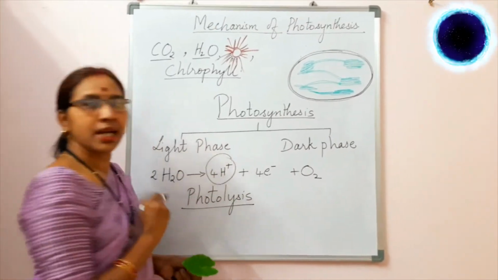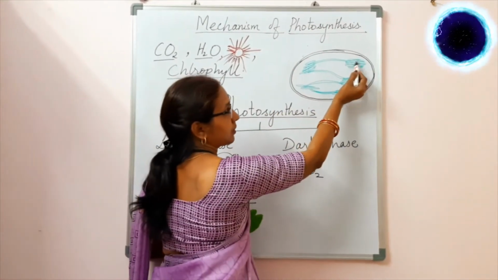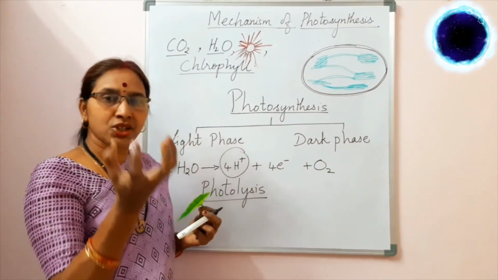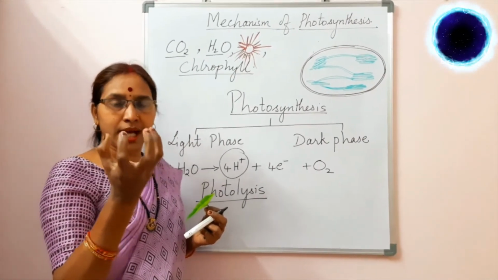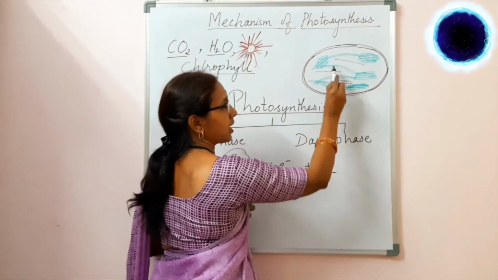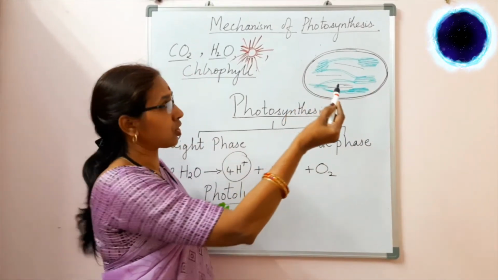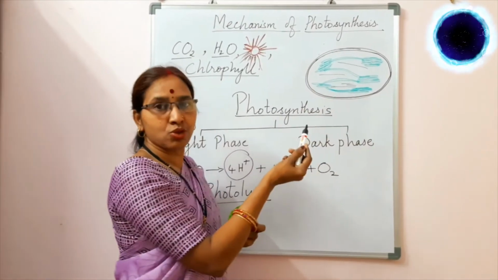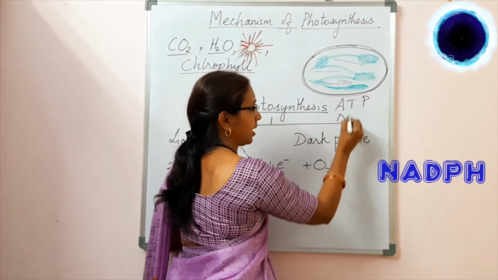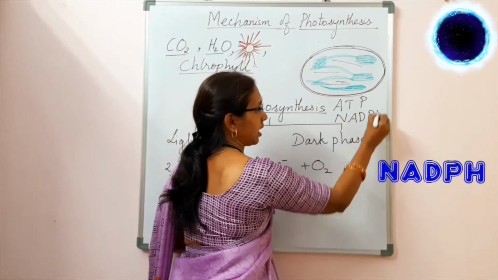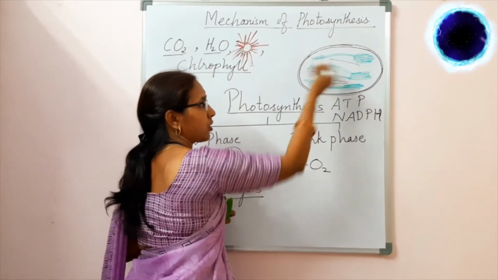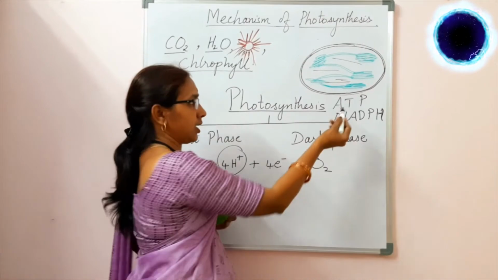Now these protons get collected in the thylakoids of the chloroplast. When the concentration of these protons becomes higher in the thylakoids, they move into the stroma. This movement of protons from the thylakoid membranes into the stroma produces energy, that is ATP and NADPH.